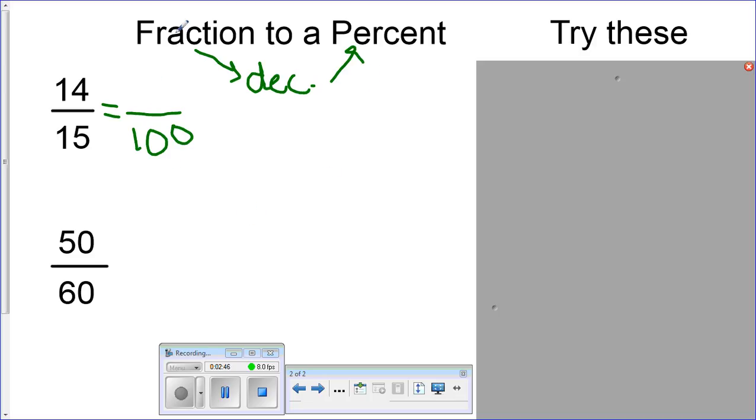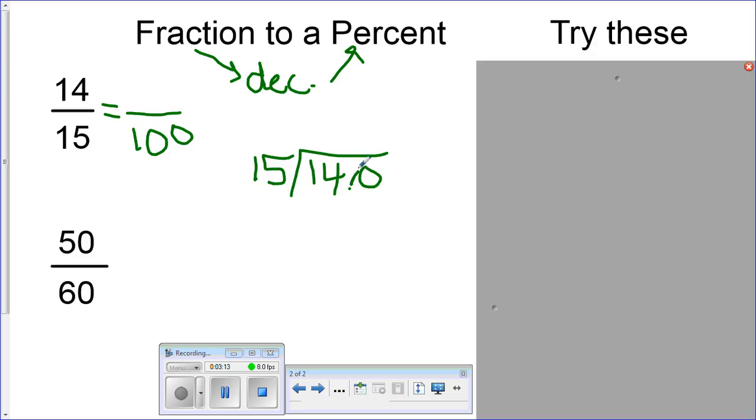So to go from a fraction to a decimal, let's convert this to a decimal. What this is saying is 14 divided by 15. So 14 divided by 15, and we need to do some long division. How many times does 15 go into 14? Well, it doesn't. And that makes sense because 14/15 is less than 1.